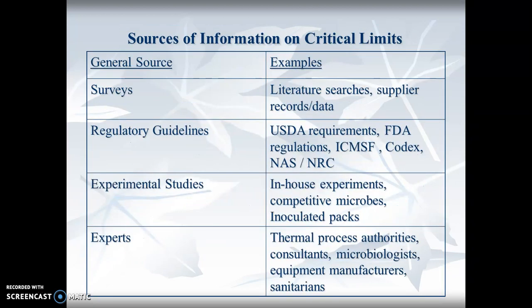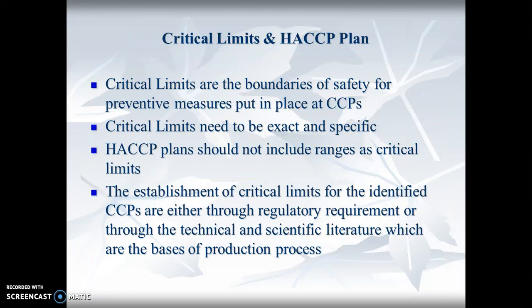Sources of information on critical limits, places you can go to get information: surveys, literature searches, supplier records, data, regulatory guidelines of USDA, FDA, experimental studies. You may do one of those challenge studies. Experts, you can ask people. You get people who are willing to go to court for you and say, yes, hey, if you did this, then it should be safe. Boom, an expert. You could be that expert even.